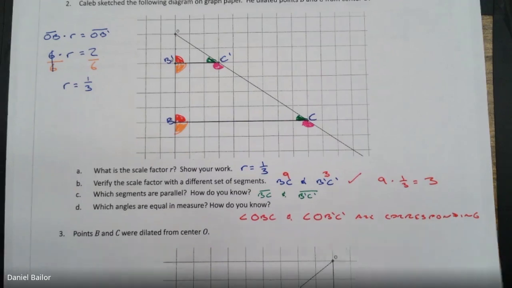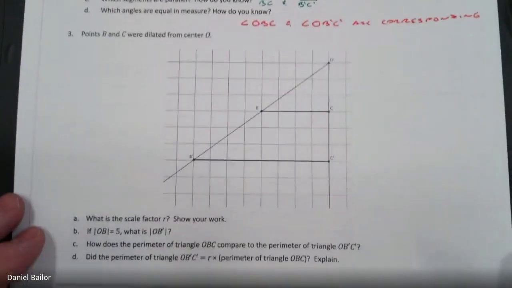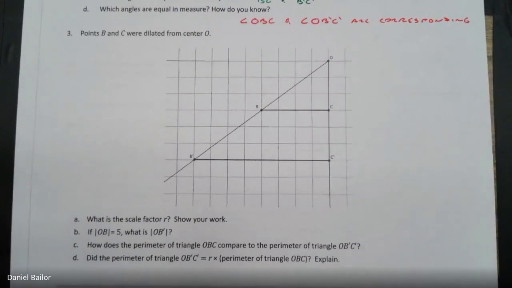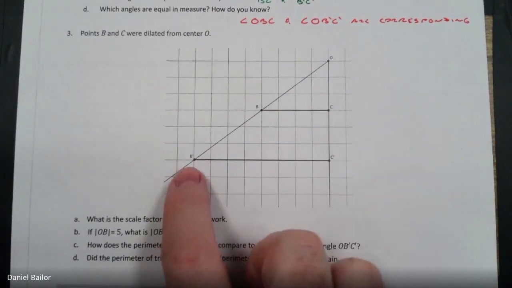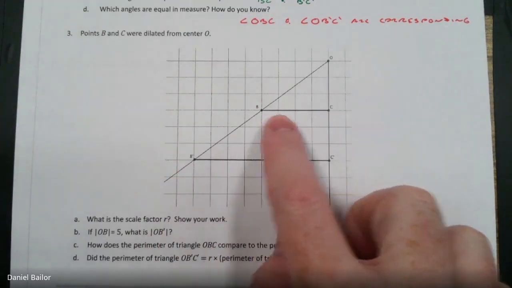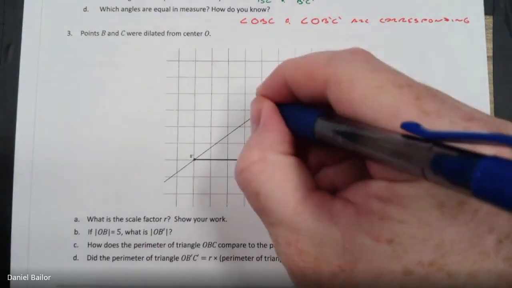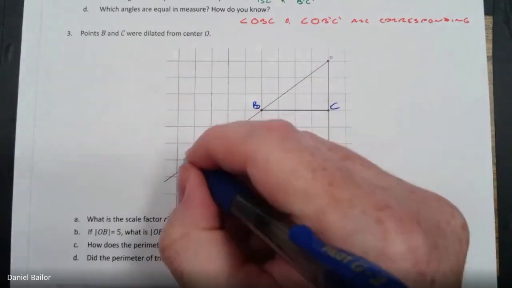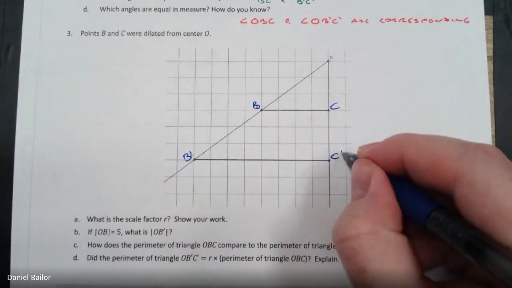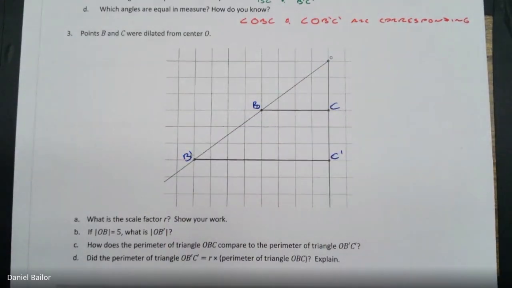Question 3 on the problem set, same thing. Points B and C are dilated from center O. Except this time, BC is here. Here's B, here's C, and here's B prime, here's C prime. So this time it grew. So this time the scale factor is going to be bigger than 1. What is the scale factor?